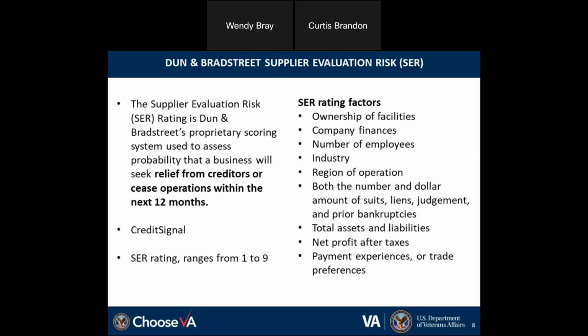Some factors include ownership of facilities, industry, and net profit after taxes. You can actively monitor your business credit file to help gauge how it looks to those potential buyers. Now, also, Credit Signal, it is a free tool that will alert you to the changes in the scores and ratings Dun & Bradstreet assigns to your business.